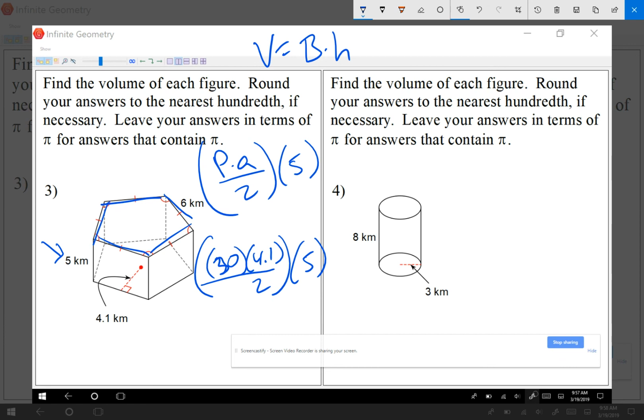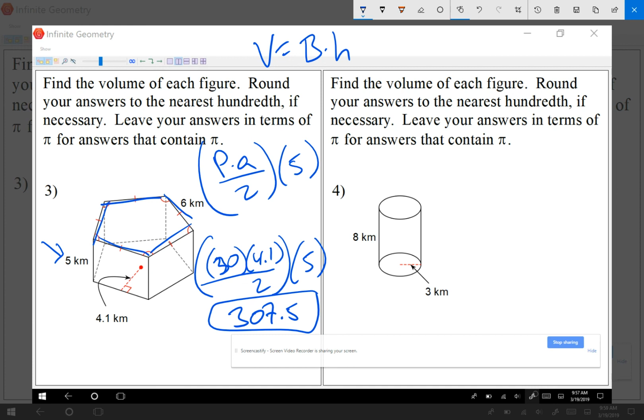30 times 4.1 divided by 2. I get 61.5 for the base, multiply that by 5, and I'm going to get 307.5. Area of the base times the height.